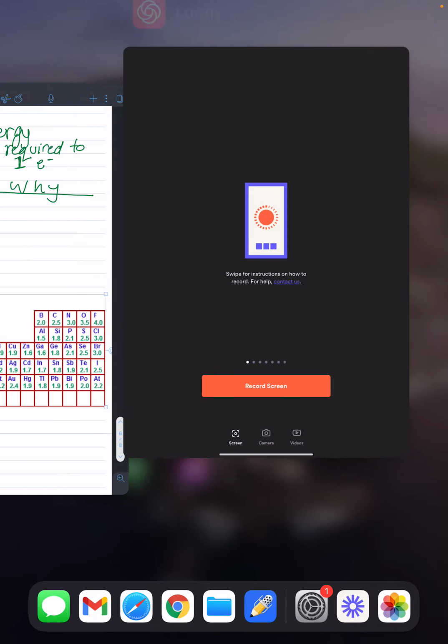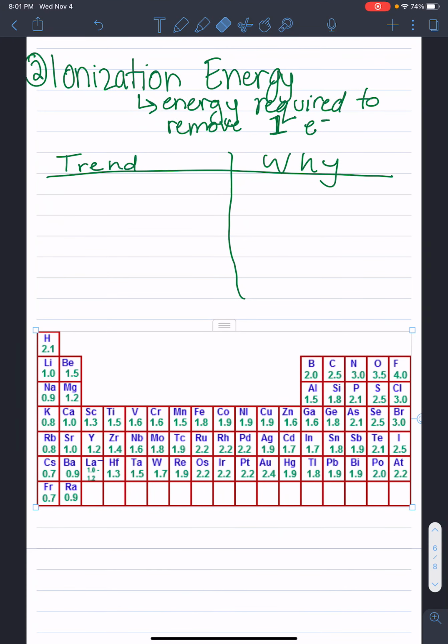Okay, so let's talk about our second periodic trend. It's called ionization energy. So I'd get this copied down up at the top while I'm talking. Alright, so ionization energy, the definition is the energy required to remove one electron.